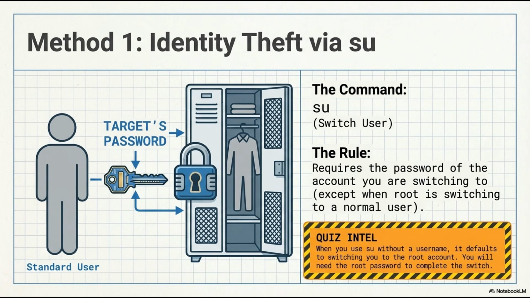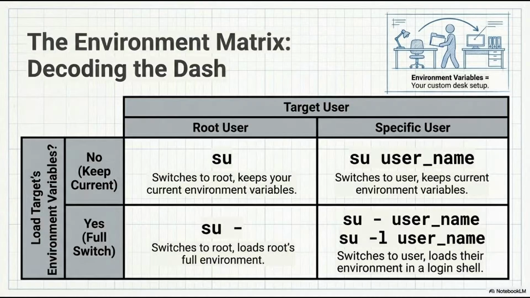Exactly. Speaking of chairs, becoming root isn't just about the permissions, is it? It is about the actual environment you inhabit. Oh, environment variables are huge here. Let's move to slide 5, titled The Environment Matrix: Decoding the Dash, which explores this.